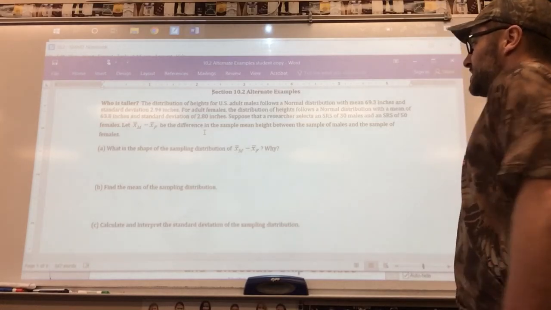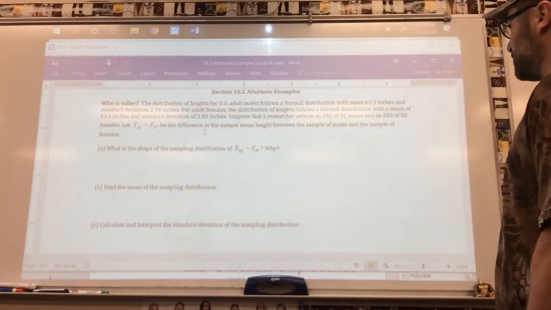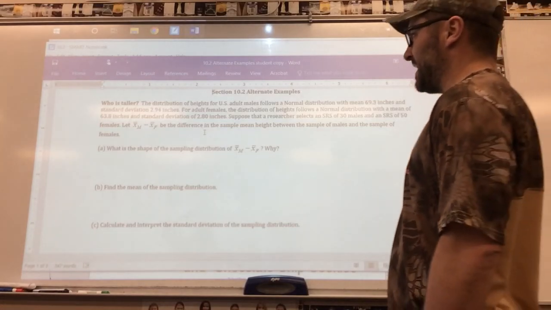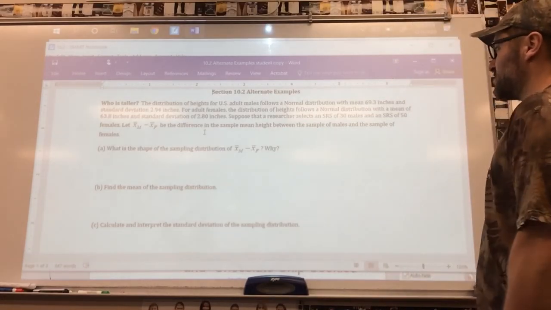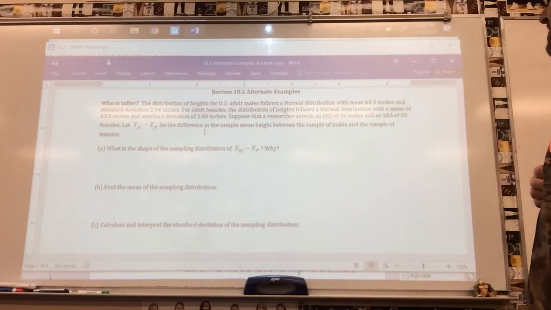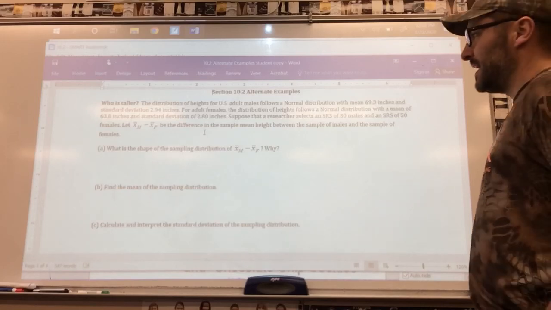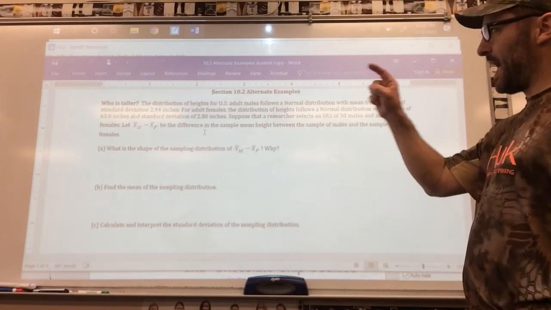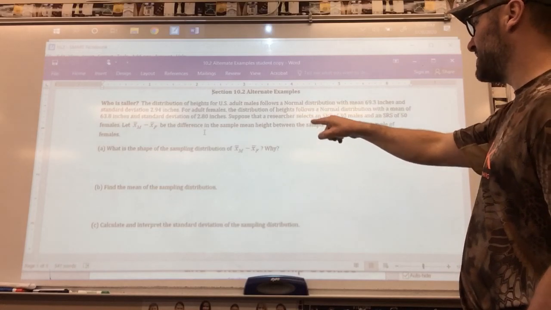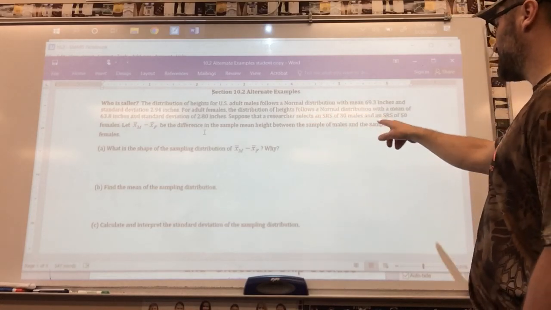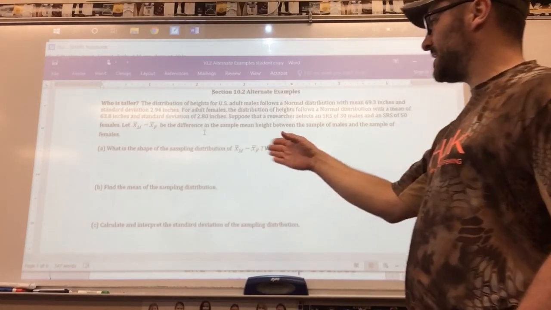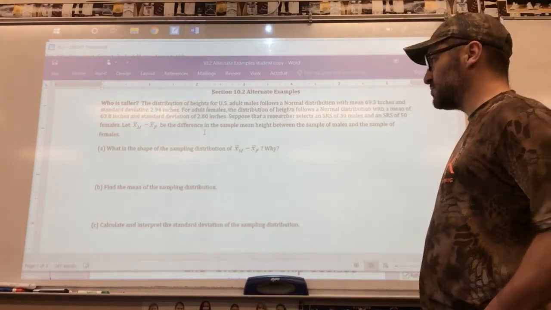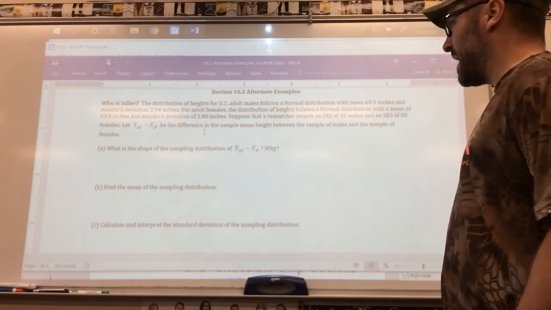For adult females, the distribution of height follows a normal distribution with a mean of 63.8 and a standard deviation of 2.80. Suppose that a researcher selects an SRS of 30 males and an SRS of 50 females. Let the average male minus the average female be the difference in sample mean height between the sample of males and the sample of females. What is the shape of the sampling distribution and why?